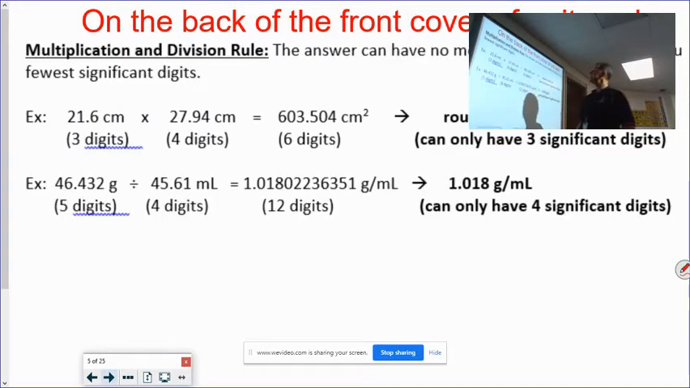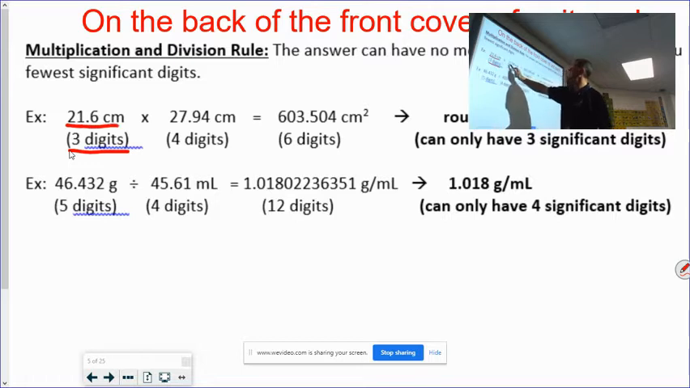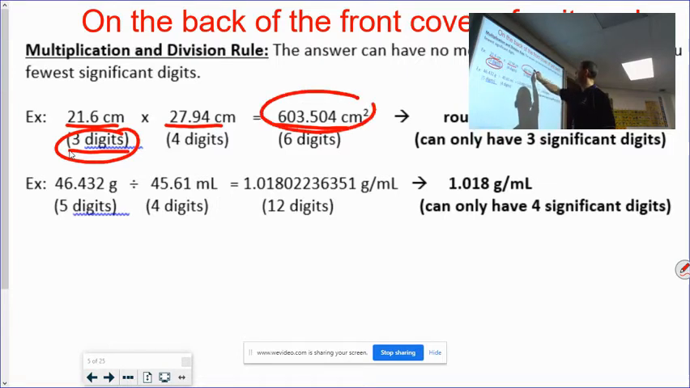All right, so again, this is on the cover of your unit pack. It's the back. It talks about multiplication, division. And so let's just go through it. So here we have a 3 sig fig number, and here we have a 4 sig fig number. We punch that into our calculator, and we get this, which is 6 digits. The rule is your answer can have no more significant digits than your piece of data with the fewest significant digits. So our answer could only have 3 digits. So we got to write that number with 3 digits, and that's what we did with rounding right there.